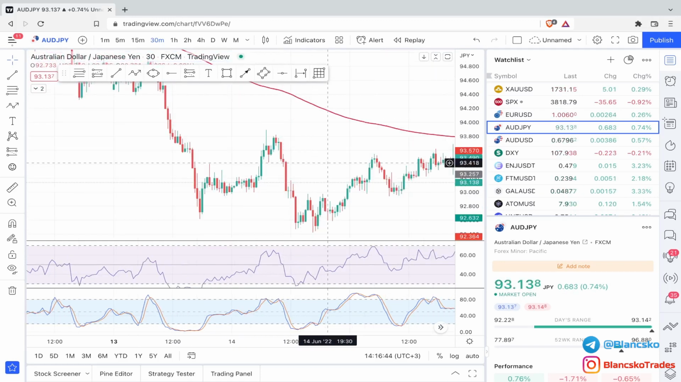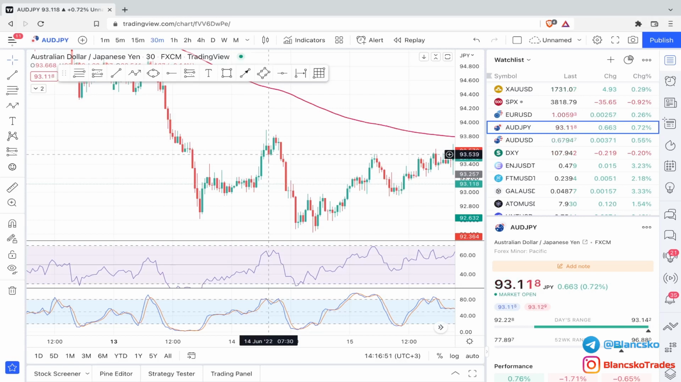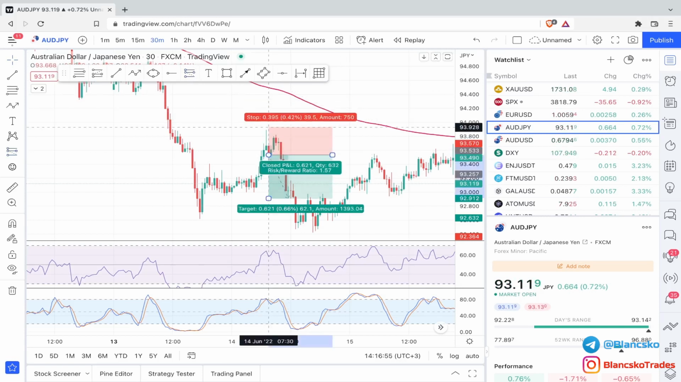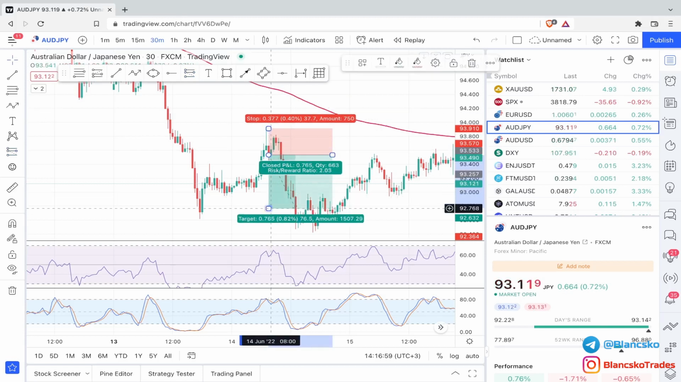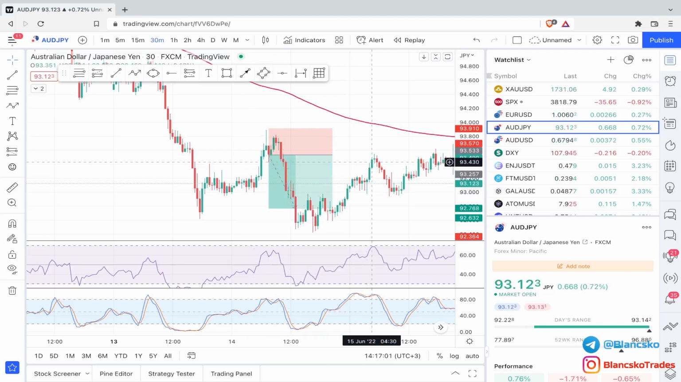We look for sales. We look at the stochastic and we have a crossover right here. After this red candle, stop loss right above. You can see we faced some drawdown at first, but then price smashed take profit.